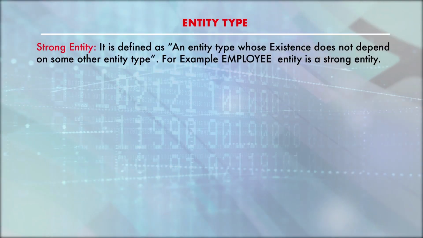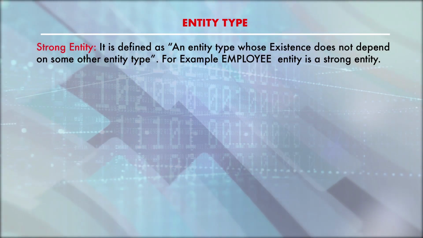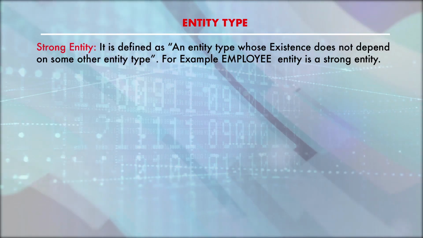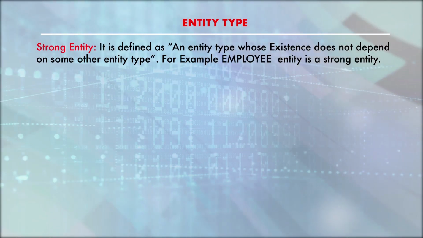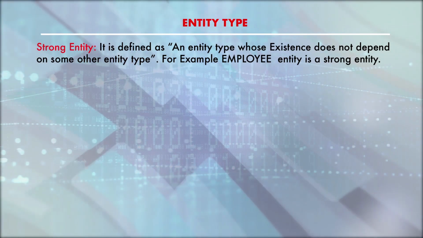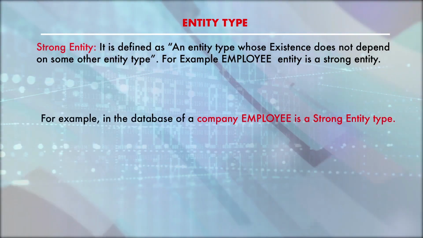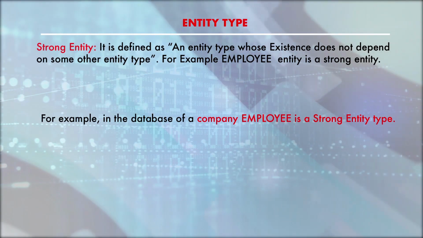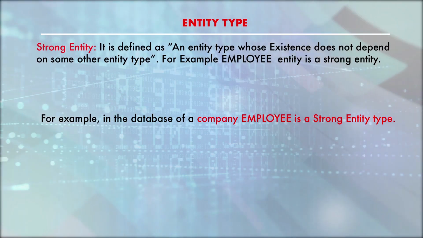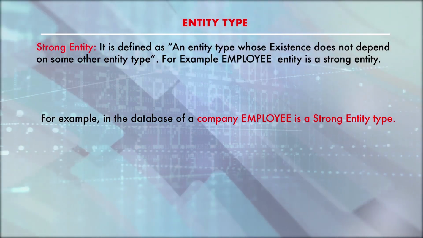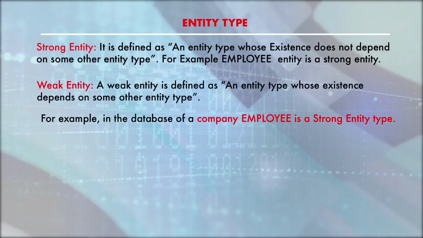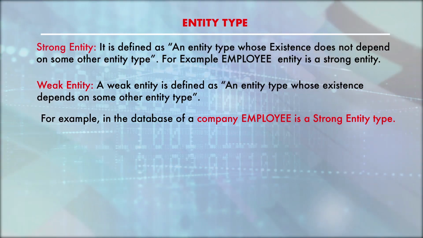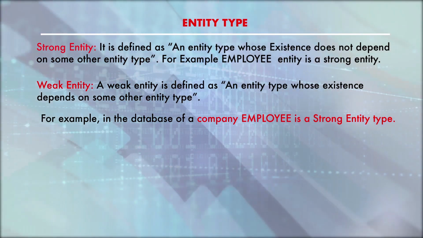Again, if we try to revisit the concept of a strong entity, we can say that it is an entity type whose existence does not depend on some other entity, it is having its own independent existence. One example here you can take, for example, the employee in a department, the employee is having its own independent existence, but again if you take the weak entity, the definition of weak entity says that it is an entity type whose existence depends on some other entity.